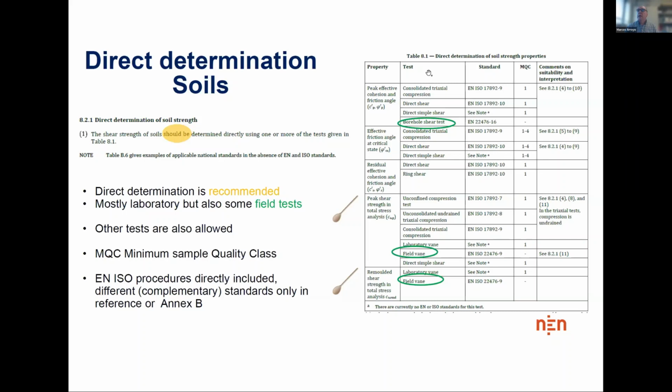So most of them are lab tests, but some field tests are also deemed, for instance, the field vane, that are also within their field of application, as explained in notes in the code. They are able to produce directly some soil strength properties. There is also, as it was discussed before, reference to the procedural standard for the test.